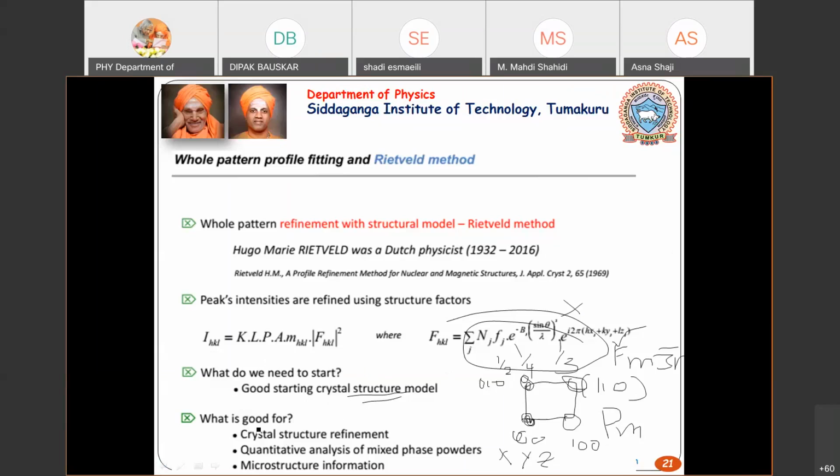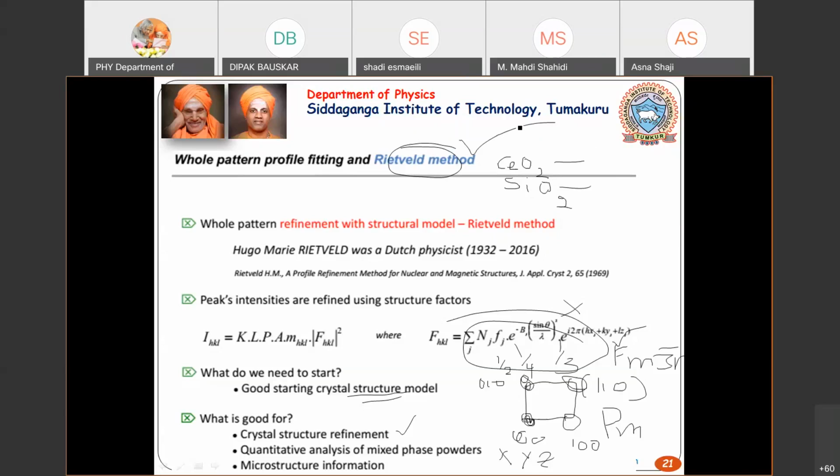So then what is it good for? You can derive a good crystal structure from Rietveld refinement. You can also derive a quantitative analysis. Like we saw in the previous case, if I have CeO2 mixed with some SiO2 or TaO2 and I want to know the distribution of the phases, this Rietveld refinement will help you.